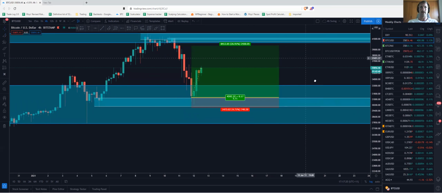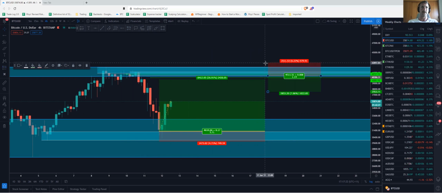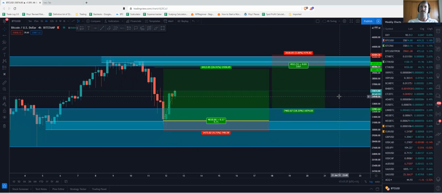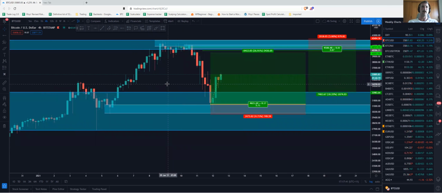If I'm ever looking to take a trade off zones like that, I'll just ladder. So I'll have an entry there based on this zone, an entry here based off that zone, and I would be looking for something that'll give me like an average entry like that. I'll be looking for something about like that. So I think that's about everything I wanted to cover.